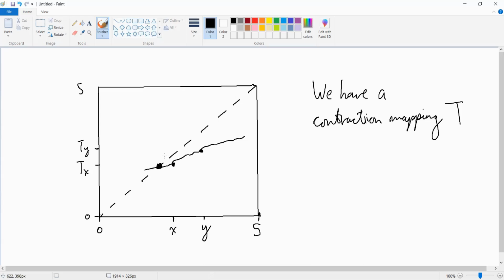And why does it have to be unique? It has to be unique because, again, in order for this mapping to cross the 45-degree line again, you would have to, again, have a slope that's going to 1 or even exceeding 1. It can't do that because its slope is bounded away from 1 by beta. So that's the intuition behind the contraction mapping theorem when our complete space is this interval.